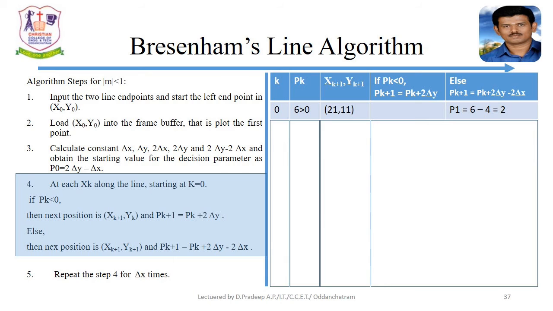For the next iteration of the fourth step, 2 is greater than 0, so the x position and y position are going to be incremented by 1, so 22 comma 12, and the next decision parameter is calculated in the else part. So the p2 is getting minus 2.